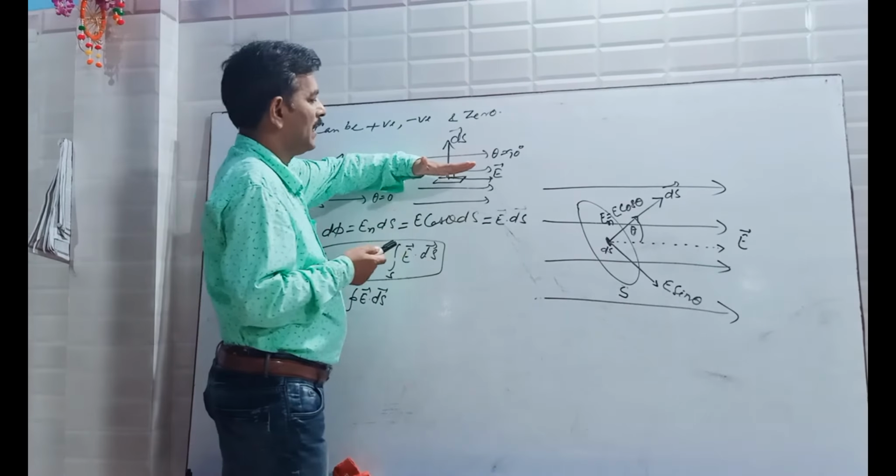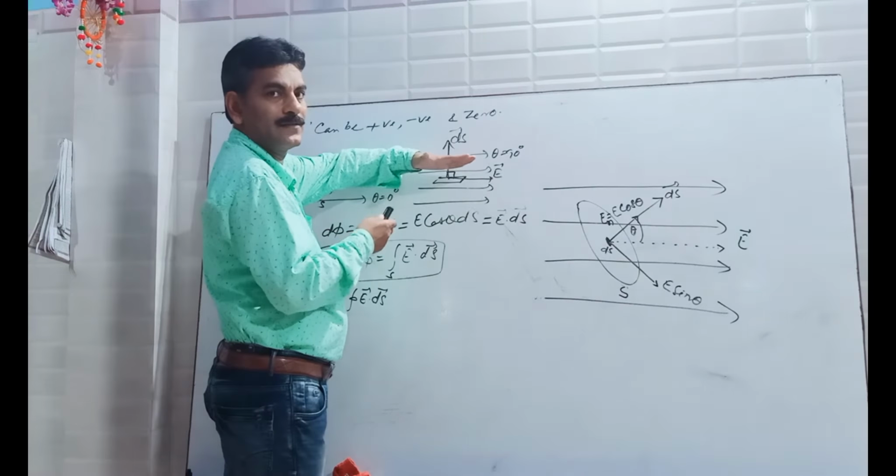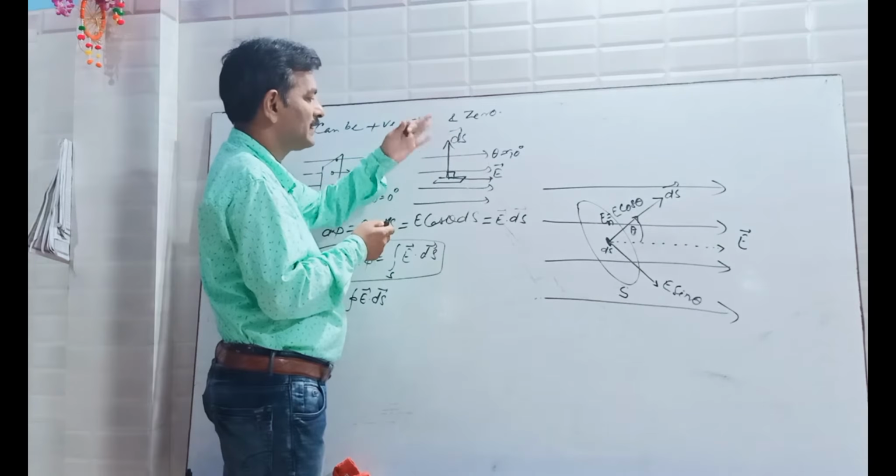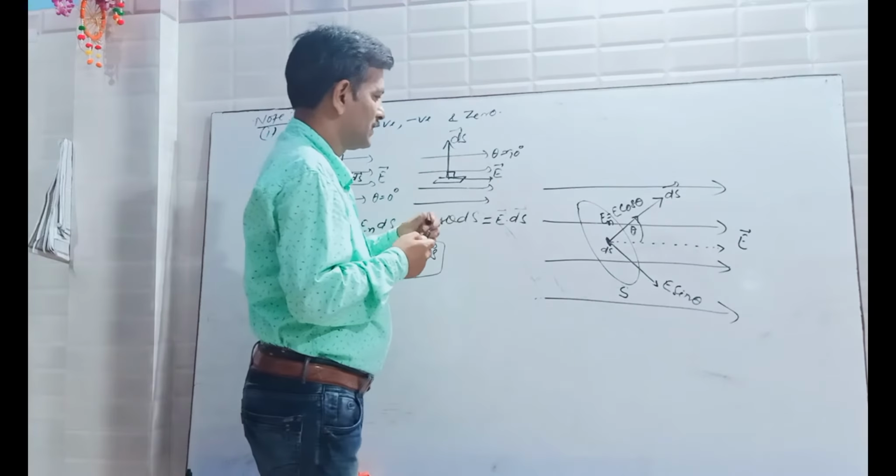Suppose my palm is like this. My palm is like this. Then what will it be? Now in this case also, perpendicular, 0.